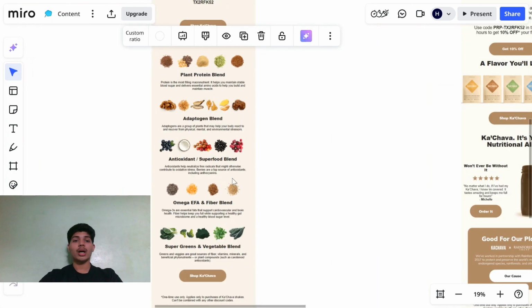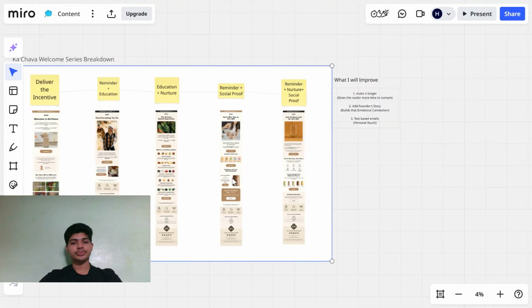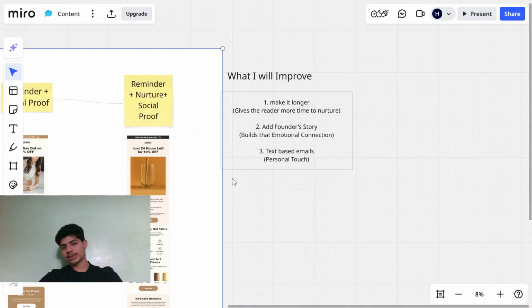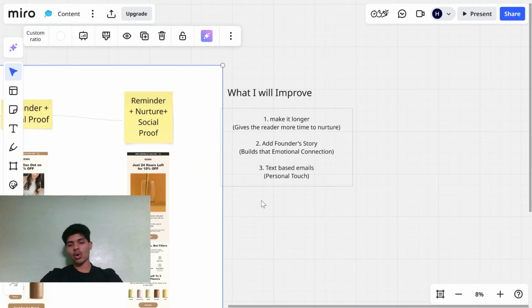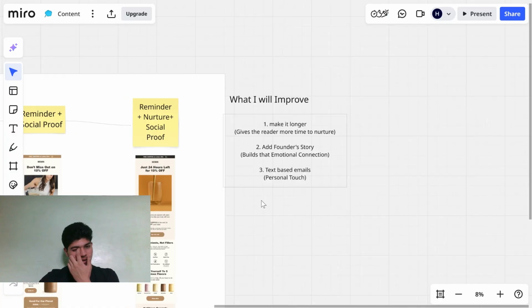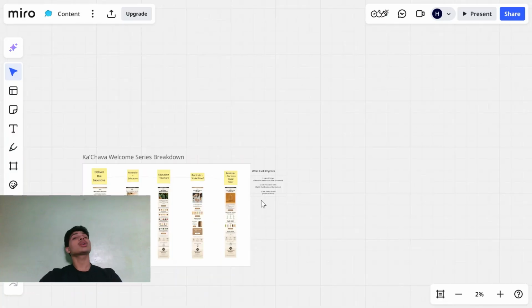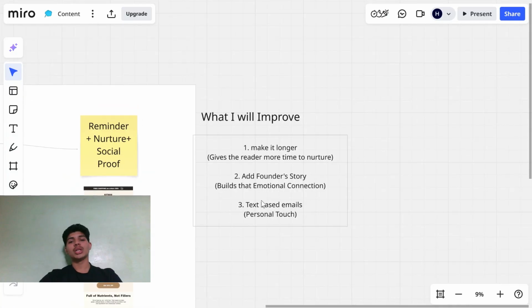One more thing, I will make it better by improving three things. First, I will make this flow longer. It just has five emails right now. It could be a lot longer, which gives us more time and opportunity to nurture the reader or customer.